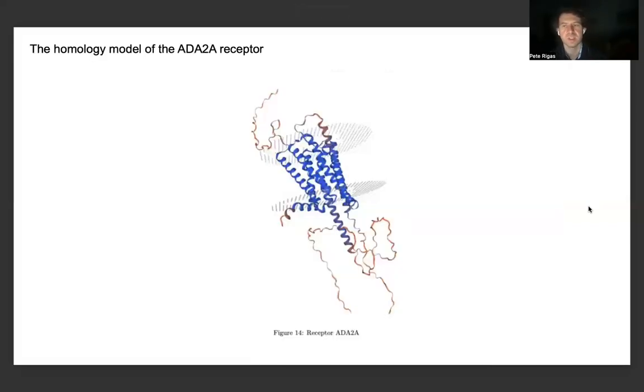And this is just demonstrating the homology model of the ADA2A receptor, which is provided from the Swiss homology model that we use as a PDB file that we can leverage to get the PDBQT input file that's required for AutoDock Vina, so that we can run the simulations for determining an approximation of the binding affinity.